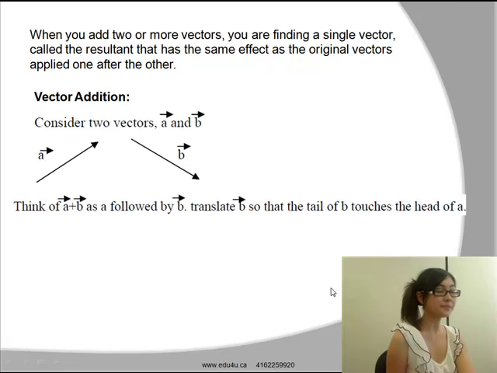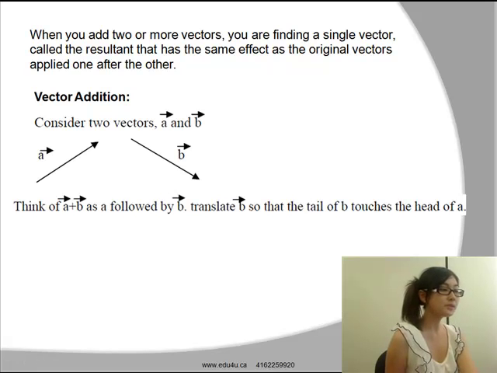Vectors, as we described in the previous lecture, have both a magnitude and a direction. When you have one or more vectors, you can add them. The result has the same effect as the original vectors applied one after the other. So for example, we have vector A and vector B, shown in the slide. We want to add these two.